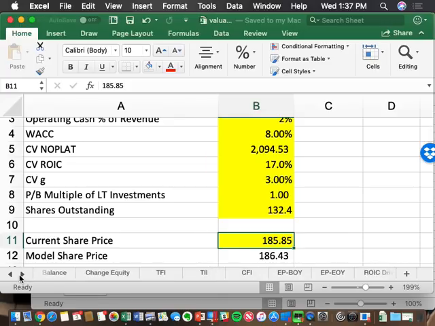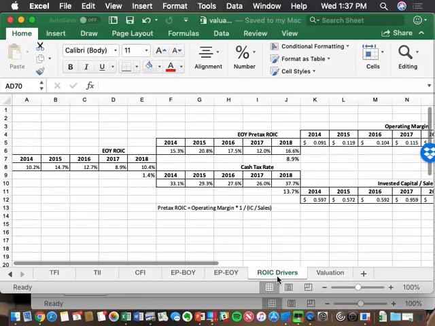the second you type in the data, over here, there's a tab called ROIC drivers. That's the tree. The second you paste the data in, it creates the tree automatically. So the Boeing tree will then be here. You could then print out the Boeing tree for your analysis, which you're going to have to submit.